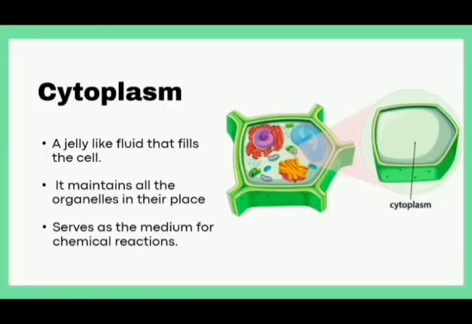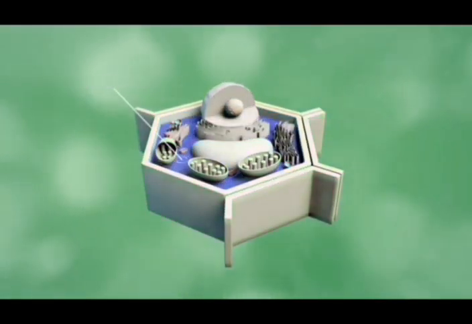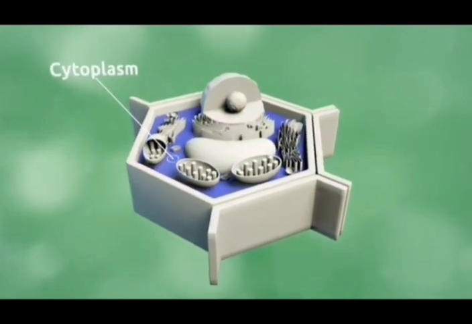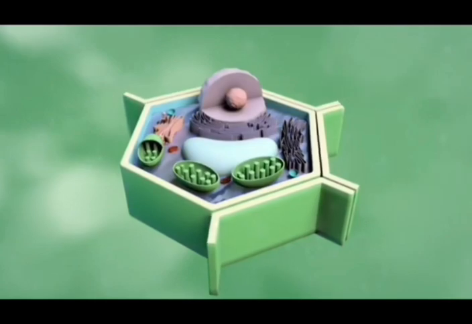The entire inside of the cell is filled with a jelly-like substance called cytoplasm. This is where most of the cell's chemical reactions take place. You can imagine the cytoplasm as the workshop area of the cell, where different activities happen all the time.